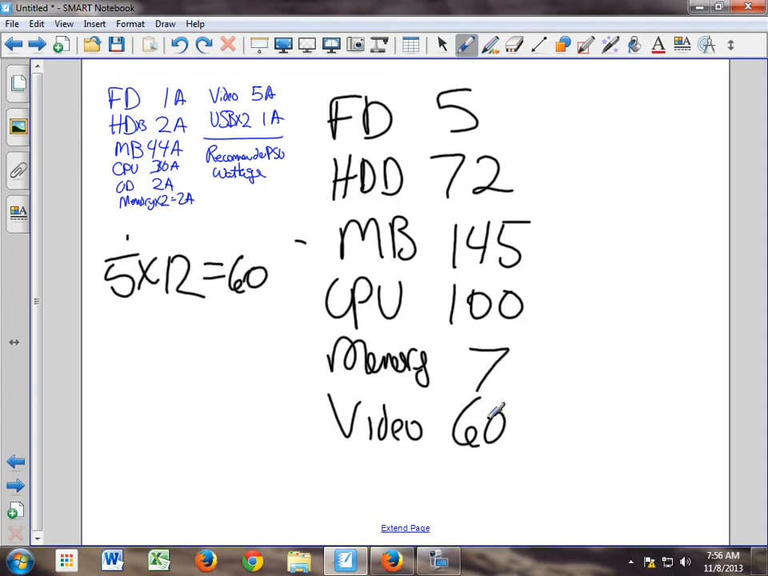USB? 6. Okay, how do we get 6? 2 times 3. Where do we get 3 from? I don't know. Oh, 3.3. Okay, because it's going through the motherboard. Sure, I'll go with that. Because that's what I wondered, right? We had USB from our chart was 3 anyway, right? Yeah. Okay, so we're saying 6. Well, we'll call it 6 down there.